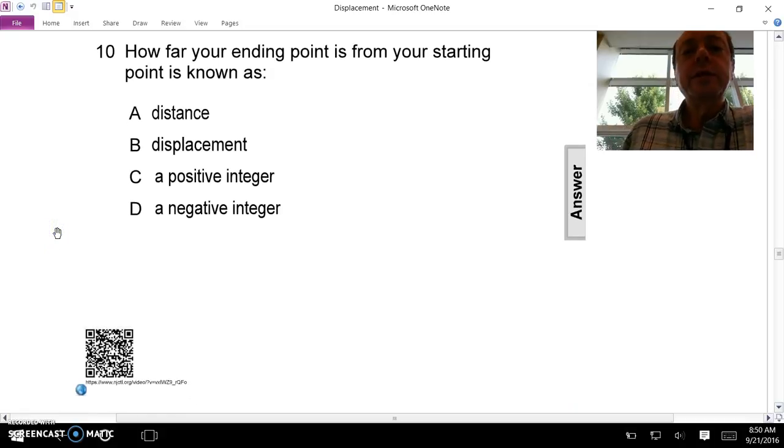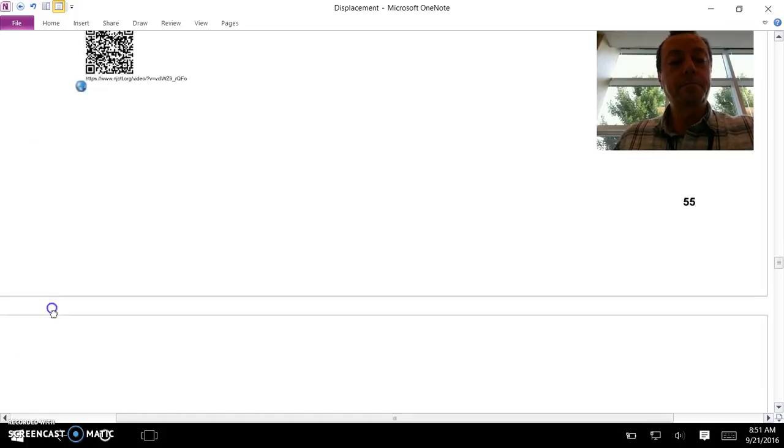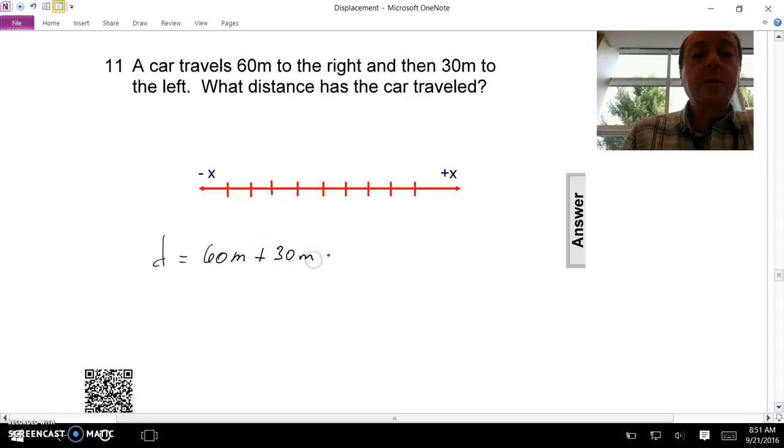How far your ending point is from your starting point is known as displacement. A car travels 60 meters to the right and then 30 meters to the left. What distance has the car traveled? Well, here it's a distance, right? So distance is going to be 60 meters plus 30 meters is 90 meters.